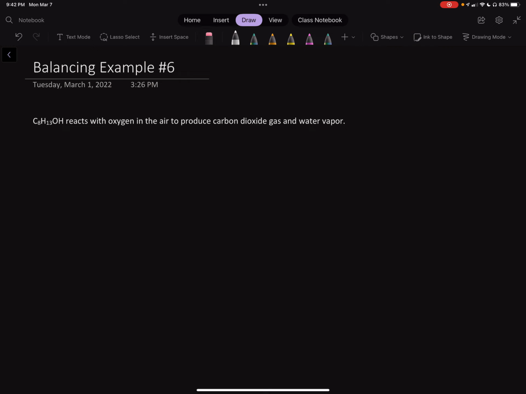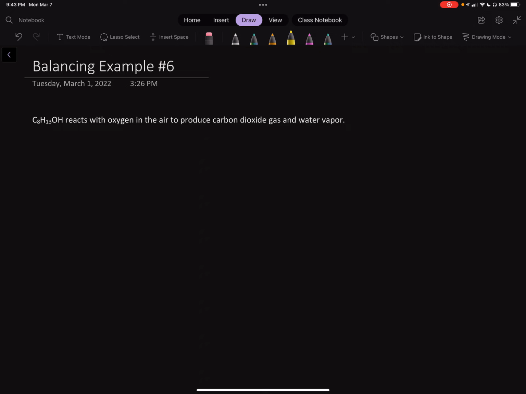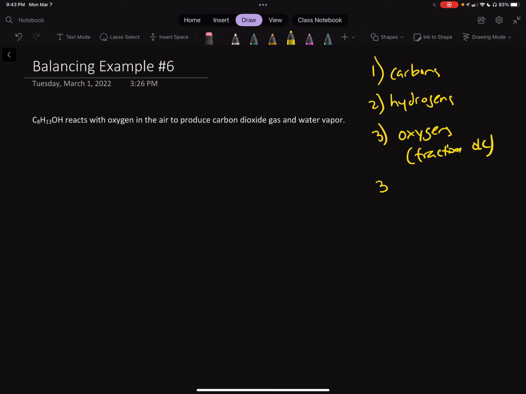In this video, we're going to do another balancing example where we're going to do a combustion reaction, and we're going to have a chance to practice the four-step process that I like to teach, where step one says just balance the carbons. Step two says just balance the hydrogens. Step three says balance the oxygens, and I'll write fraction okay, and I'll explain what that means in a moment.